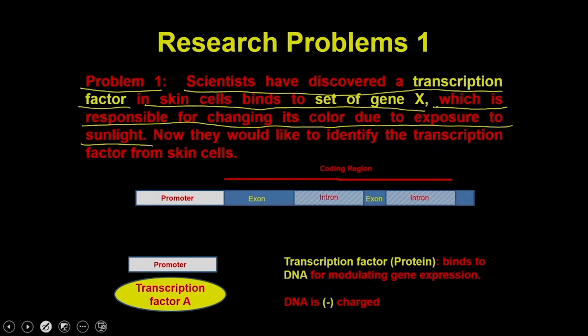Now, what do they want? They want to identify the transcription factor from the skin cells. So, what is the problem? The problem is that the scientists have speculated that there are transcription factors which are actually binding to a set of genes, or set of gene X. By doing so, it is changing the downstream expression profiling in such a way that it is changing the color of the skin.